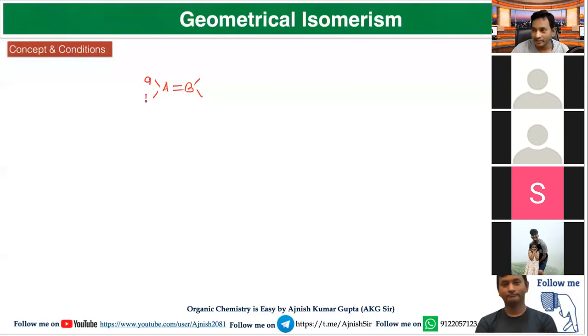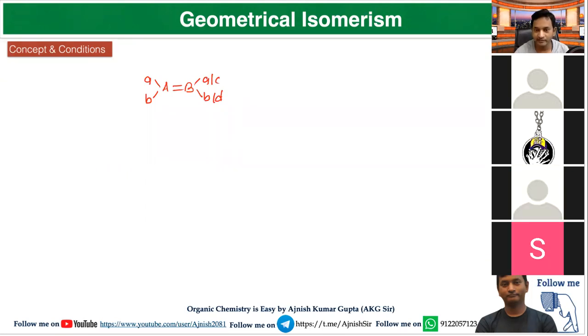Here A, here B, here A, here B. It may be possible that all the four atoms or groups are different. Is it clear to everyone? Tell me, is it clear to everyone? Yes, sir.